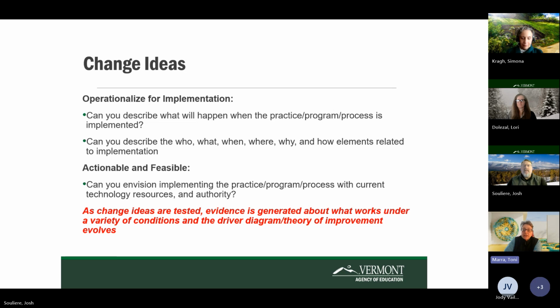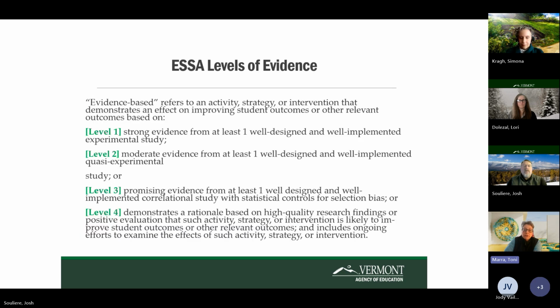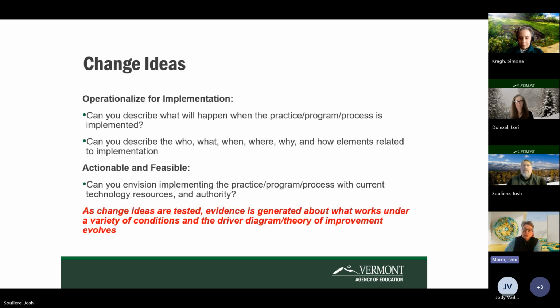In order to achieve integrity in implementation, you must describe the practice, program, or processes with enough detail to ensure that everyone understands the what, how, where, when, and why factors of implementation. Also, consider the human, fiscal, and other necessary resources needed to ensure the fidelity and integrity of implementation.